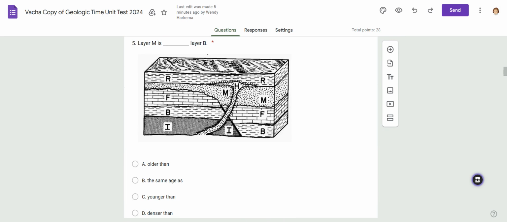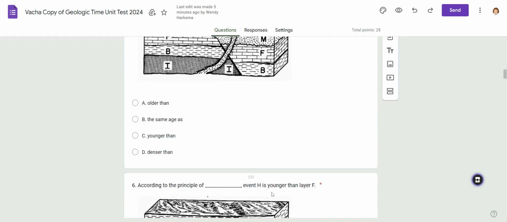Number 5, layer M is blank than layer B. A, older than. B, the same age as. C, younger than. D, denser than.